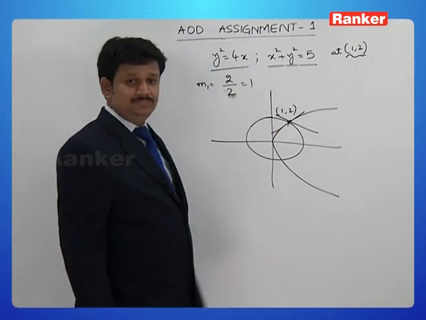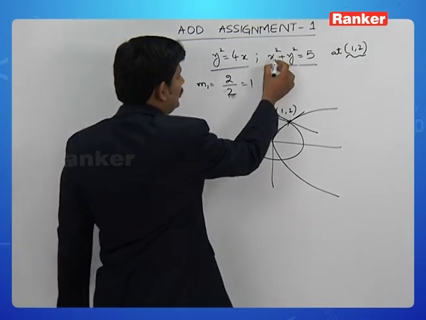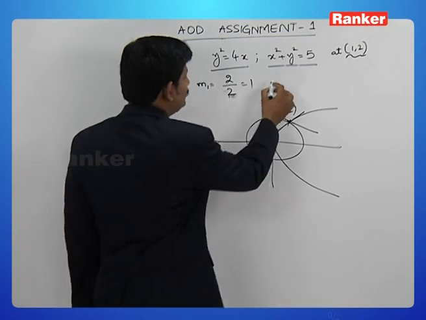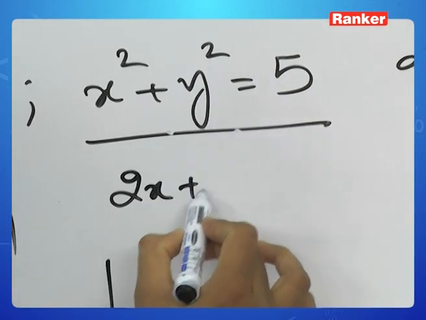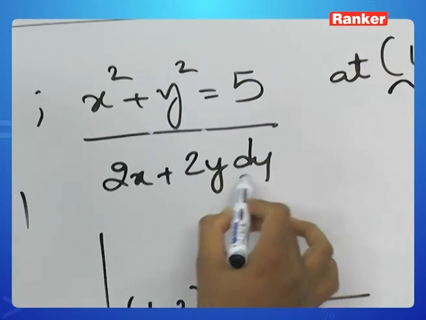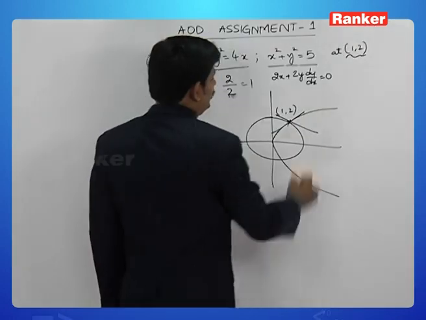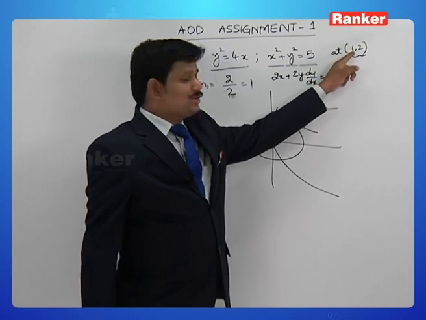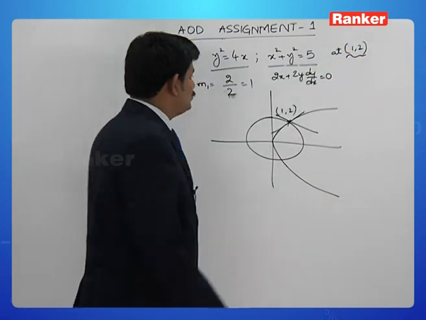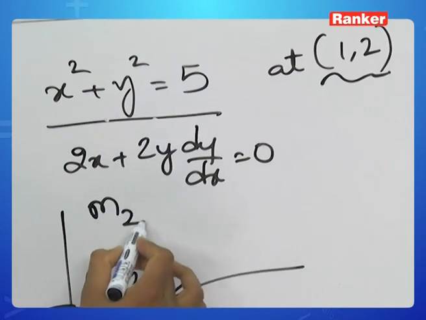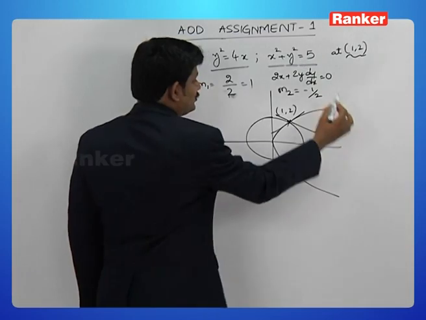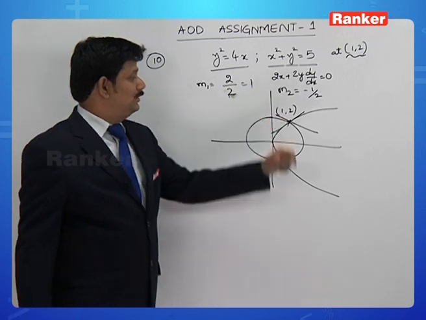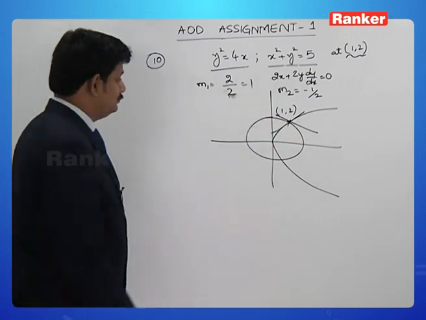So the slope of the tangent is 1. For the second curve, again on differentiating, 2x plus 2y dy by dx is equal to 0. So dy by dx is minus x by y. The x coordinate is 1, the y coordinate is 2. So the slope of the second tangent is minus 1 by 2. So we have the slopes of the tangent lines for both curves, 1 and minus 1 by 2.